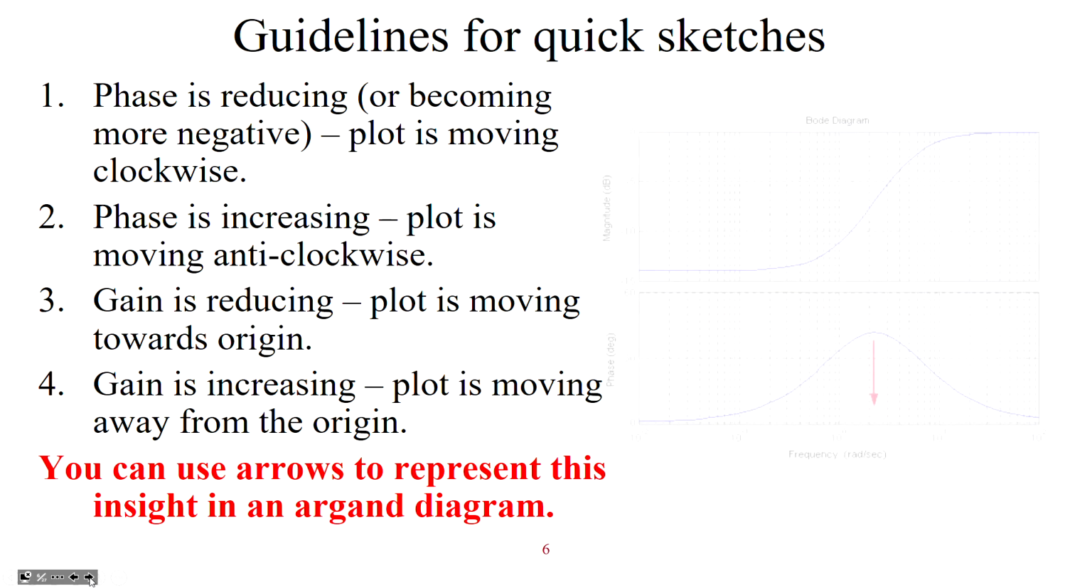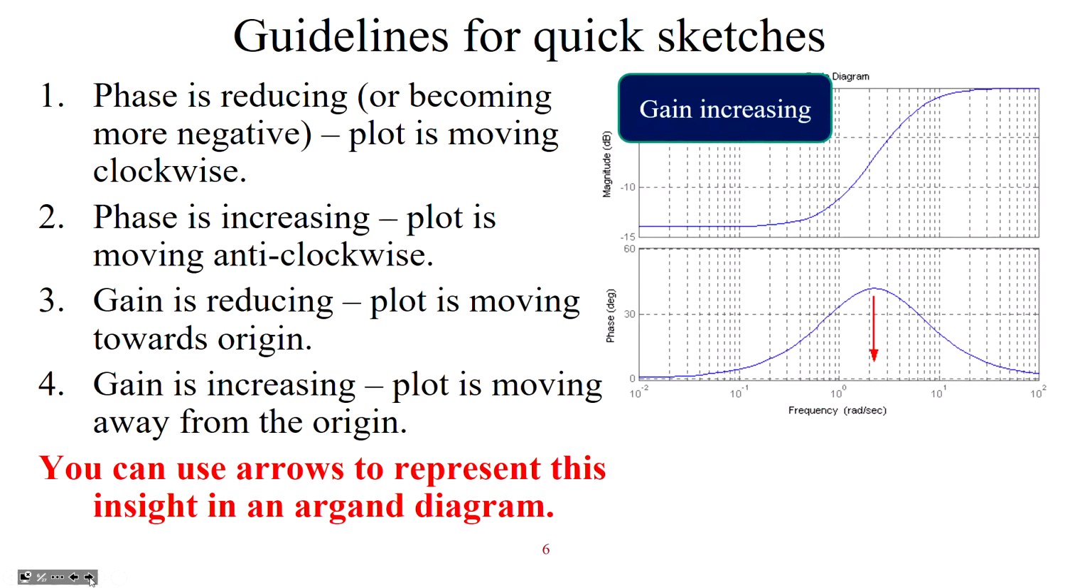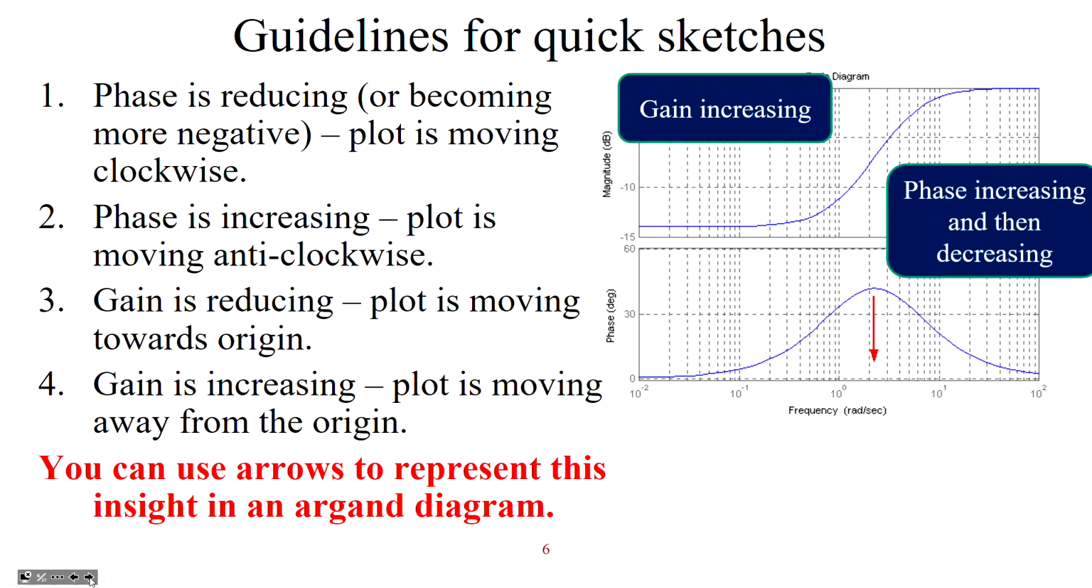We need to ask ourselves things like, what is happening with the gain and the phase? In other words, is the gain increasing or decreasing? Is the phase increasing or decreasing? And we can put a very simple example here to show you what we're talking about. If this was an Argand diagram and this was a point here, if the gain was increasing, your plot would be going away from the origin. If the gain was decreasing, you should be going towards the origin.